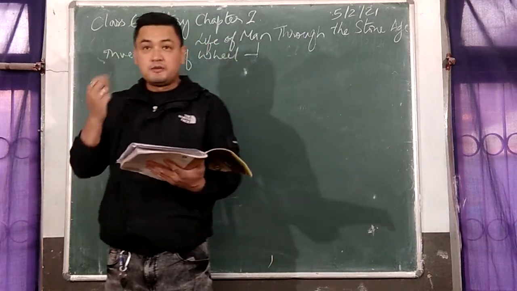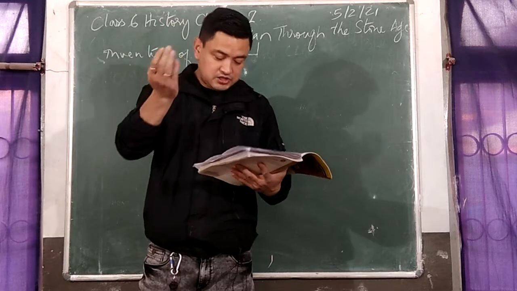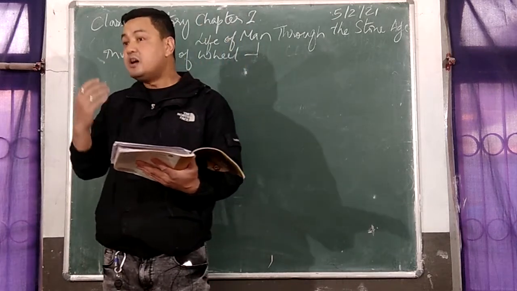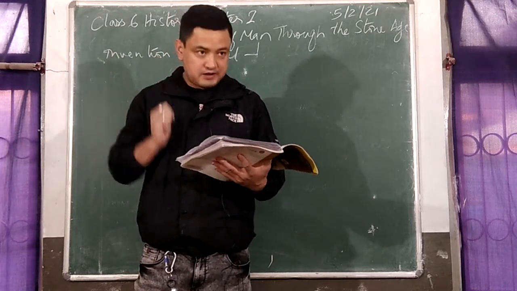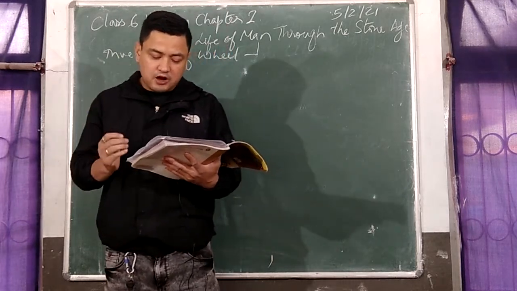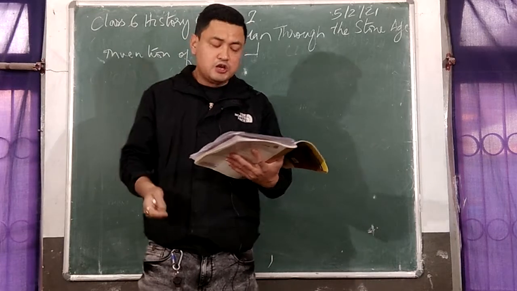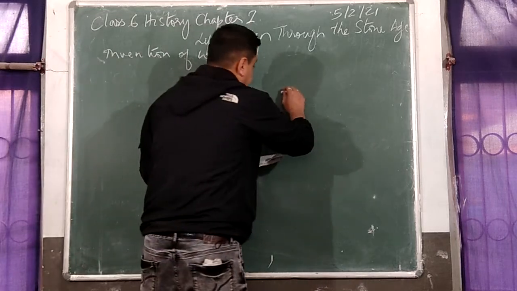Because of the Neolithic man's intelligence, he was able to invent the wheel. Remember that. Wheel means chakka, or round trunk. So how did he invent the wheel? Let's look at the tree.